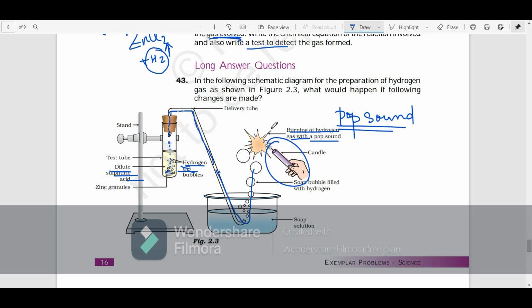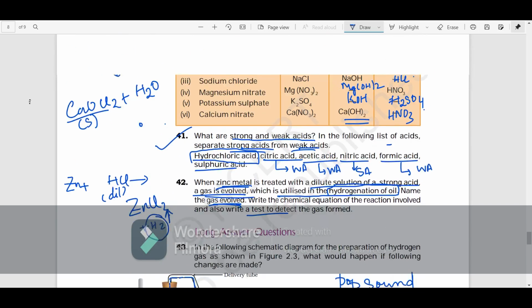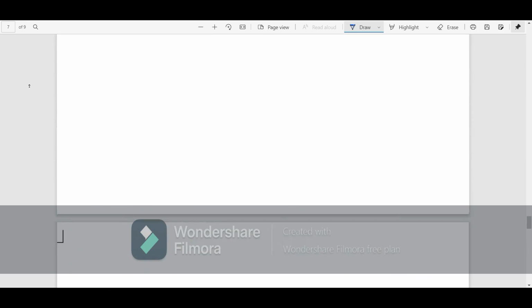If you have oxygen, then the fire will burn more vigorously. Okay, and if you have CO2, then it will extinguish the fire. So it's like that. Okay, so this was a short and quick video about the short questions and answers.